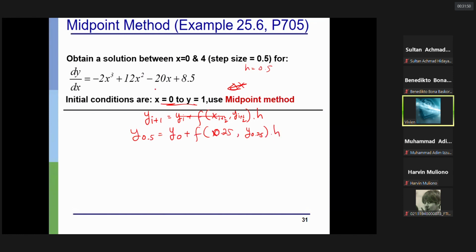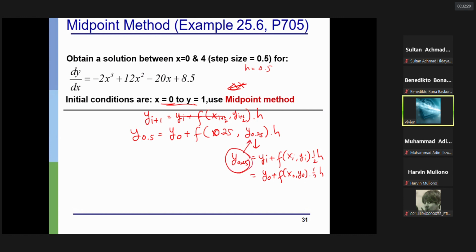Now, if this function contains a y value, we have to find it first using Euler's method. So y at 0.25 will equal yi plus f(xi, yi) times half of h, or y0 plus f(x0, y0) times half h.